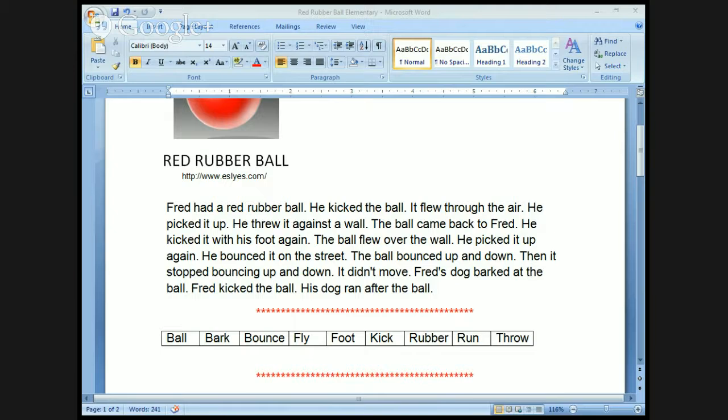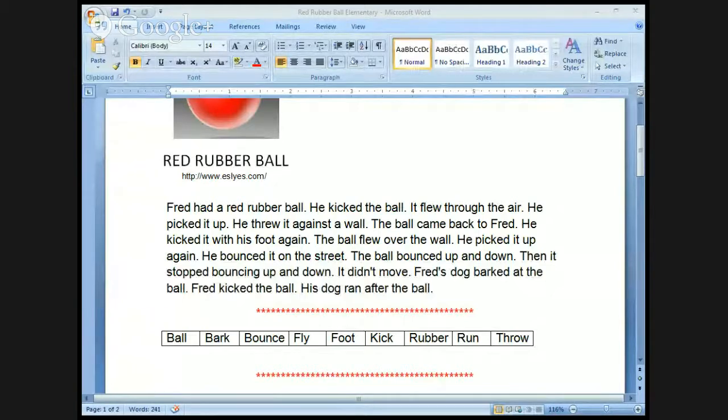He kicked it with his foot again. What did Fred kick with his foot? Fred kicked the ball. How many times did Fred kick the ball? Fred kicked the ball at least 2 times.